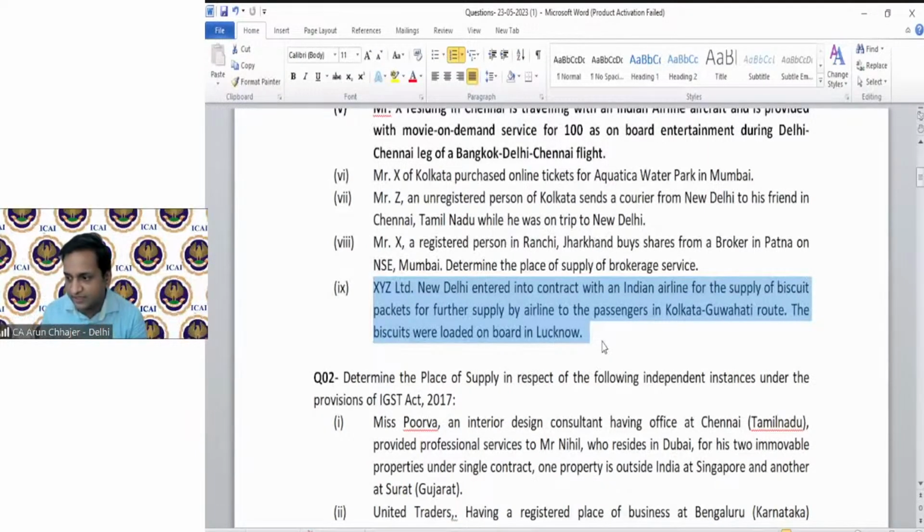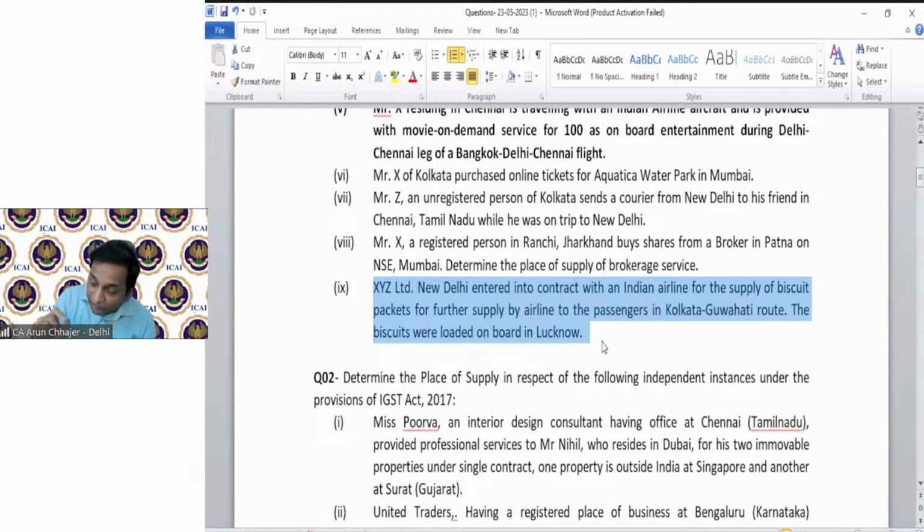So please give the answer. The answer is Lucknow. Now I would expect the reason why Lucknow. It is very simple. If the services have been given on board a conveyance, then as per section 12 subsection 10, the place of the supply would be the first scheduled point of departure of that conveyance, which we have solved in one case study of that Bangkok.